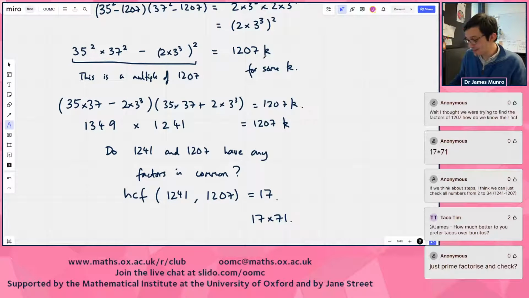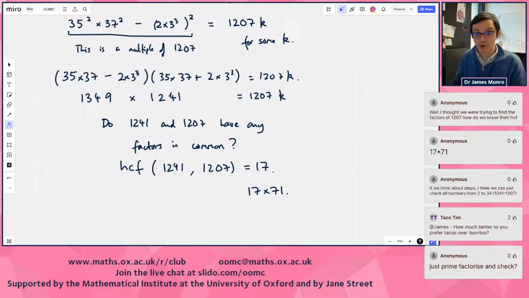But it gives us a lead. It gives us something to look at to say, hang on, are there any factors in common between one of these things on the left and 1207 on the right? I realised that I haven't told you how to find the highest common factor or how you would do this kind of highest common factor check. And maybe this is nonsense, right? Maybe this is nonsense because if you don't know a quick way to find highest common factor, then how on earth are you going to find the highest common factor of these two numbers, right?